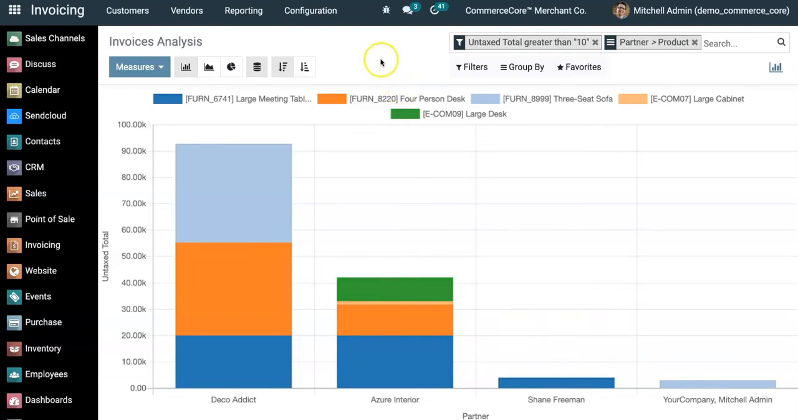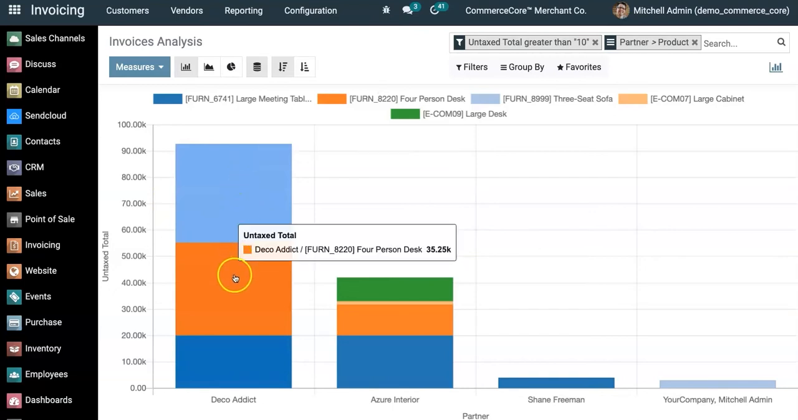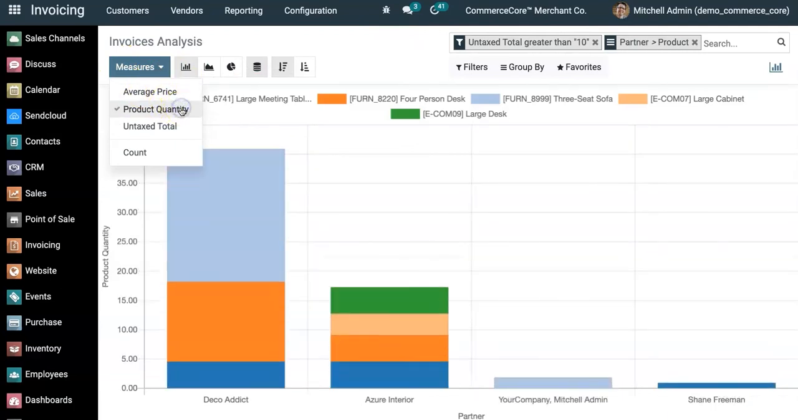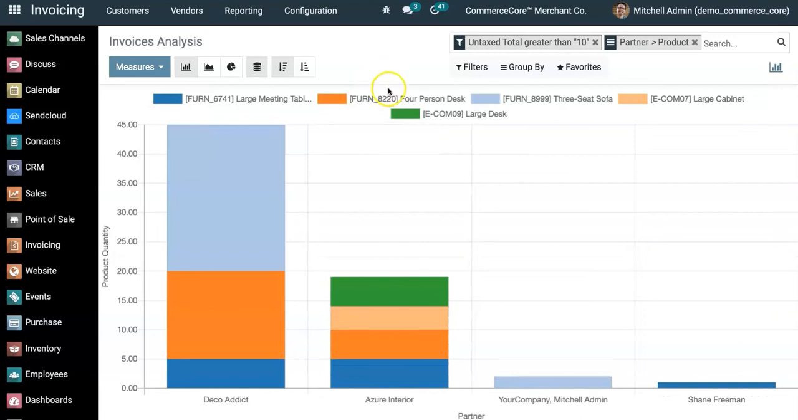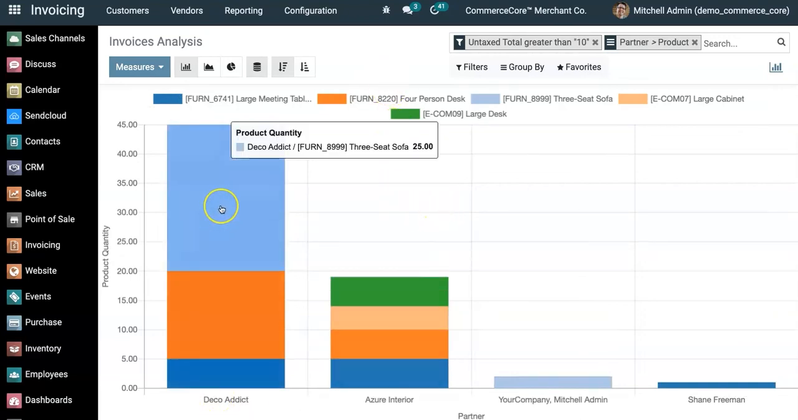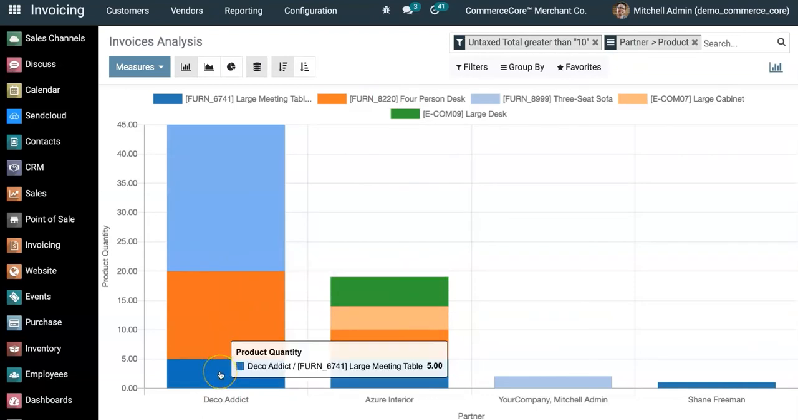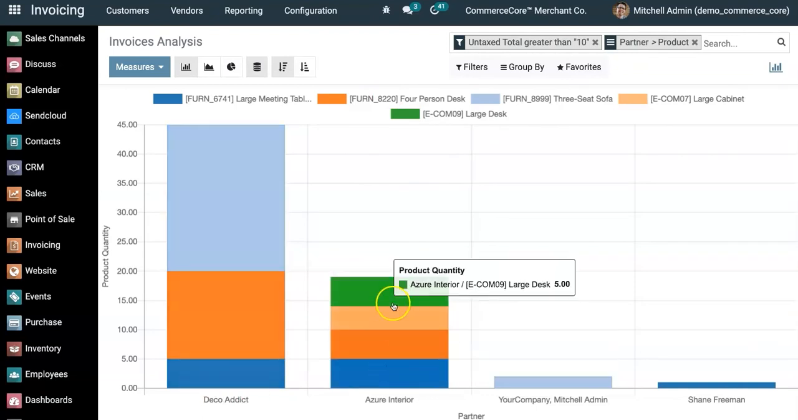I might also be interested in another snapshot of the data, not by the amount that the customer has been buying for, but just by the quantities they've been buying. So I'd go for the product quantity under the measures, and in this view I get the overview that Deco Addict has actually purchased 25 sofas, 15 4-person desks, and 5 large meeting tables, and so on and so forth for the other products as well. So this way you're able to get a really nice overview of which customers are actually buying which kind of product.